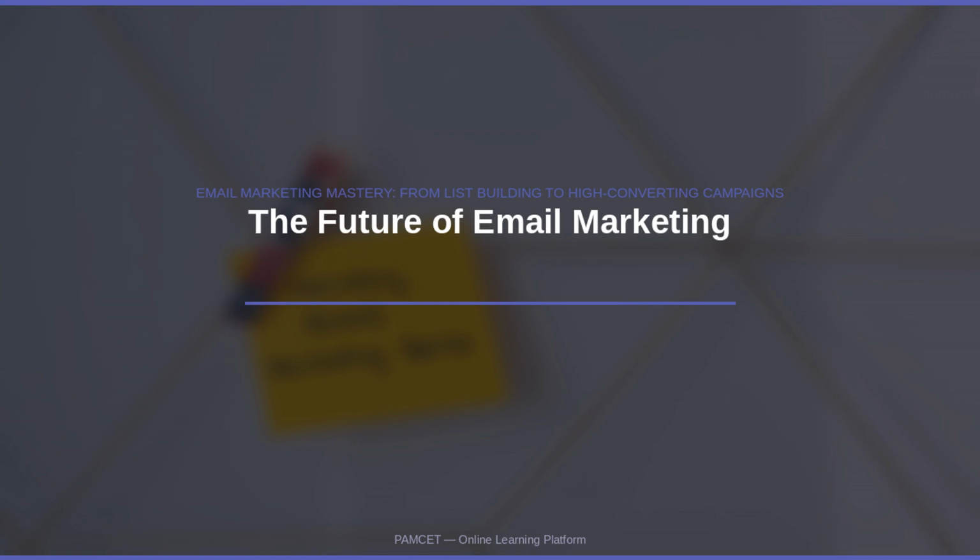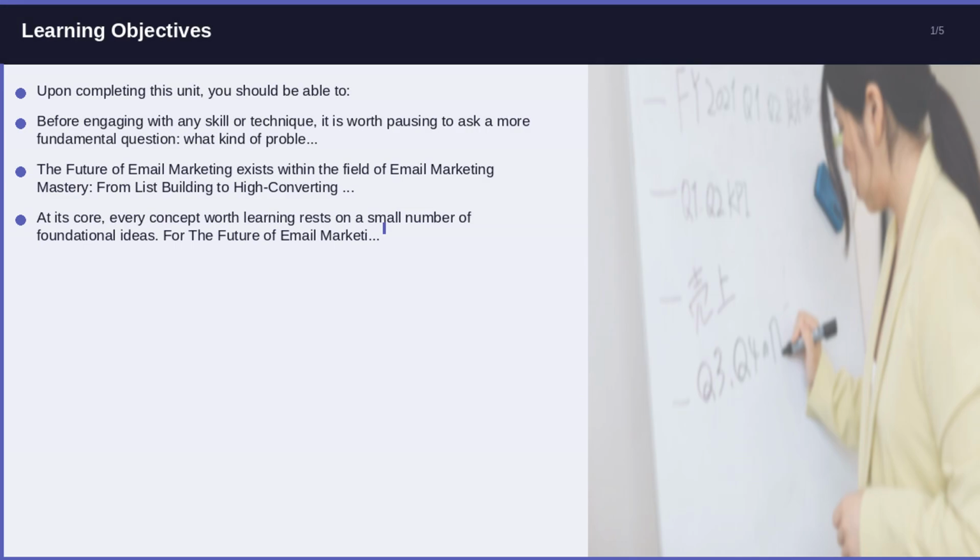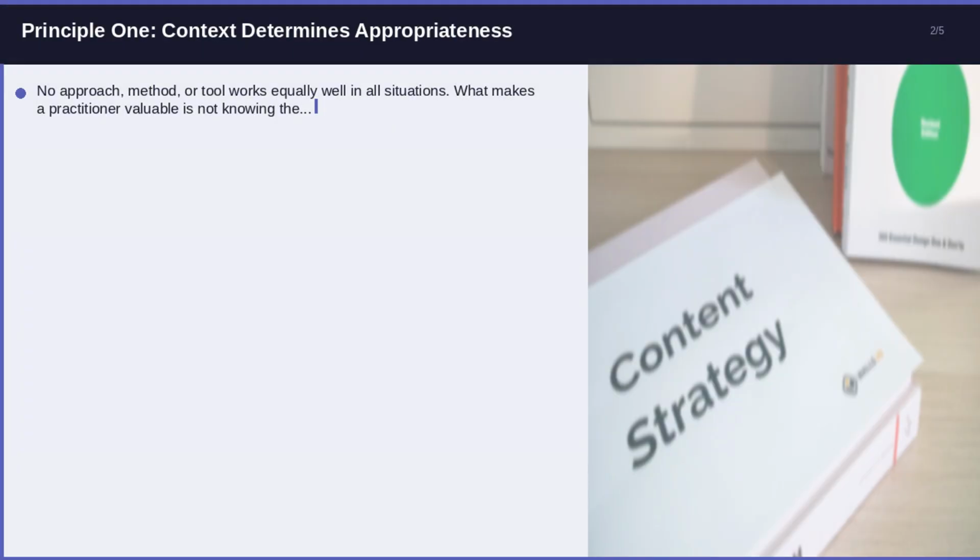Let us get started. Learning objectives. Upon completing this unit, you should be able to articulate the core principles of the future of email marketing in your own words, without reference to notes. Distinguish between correct and incorrect applications of these principles in realistic scenarios. Identify the conditions under which standard approaches are appropriate, and when alternatives must be considered. Apply the concepts from this unit.